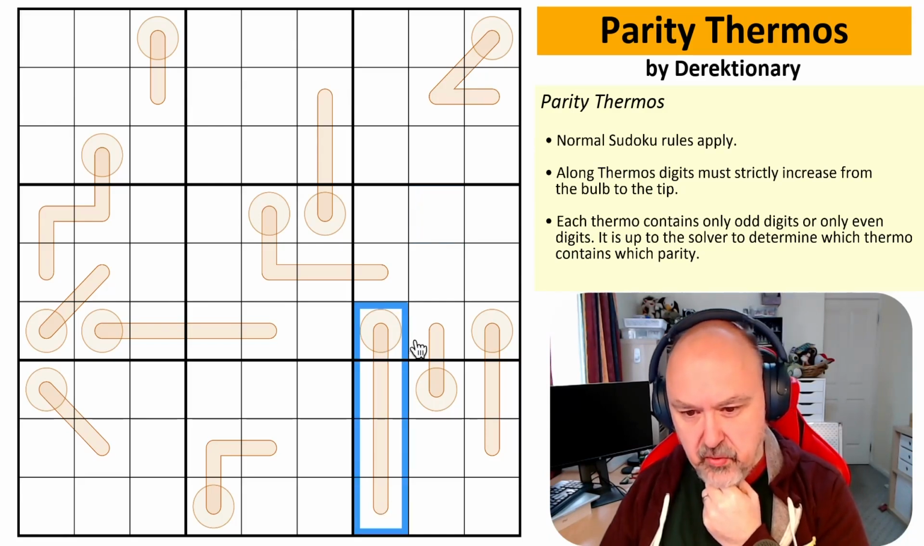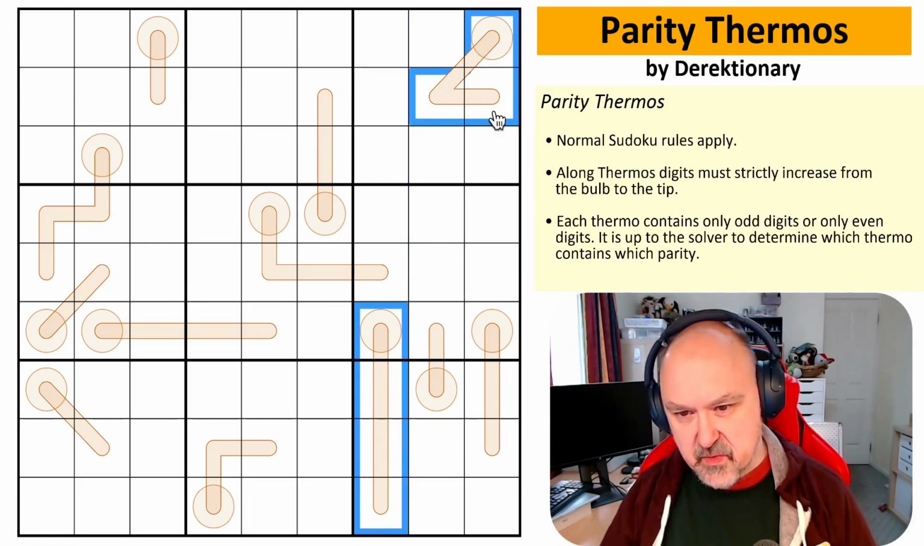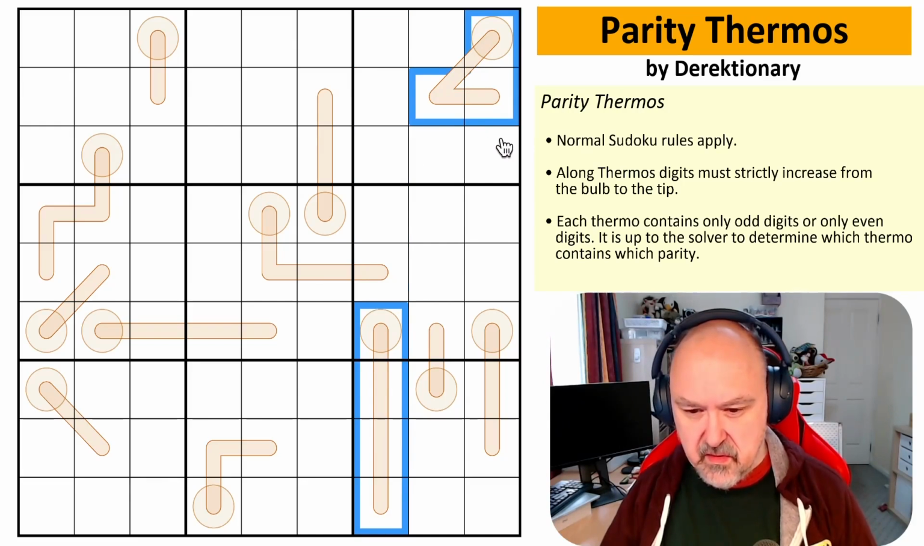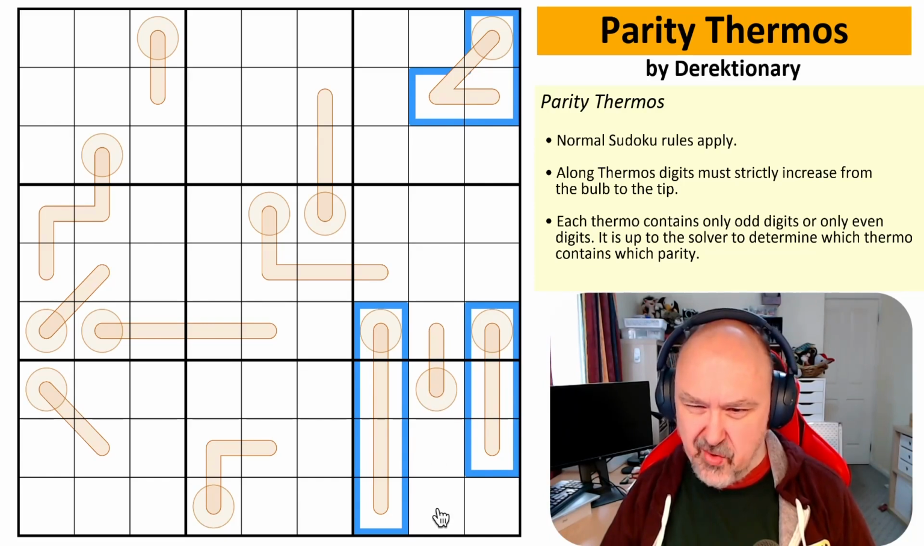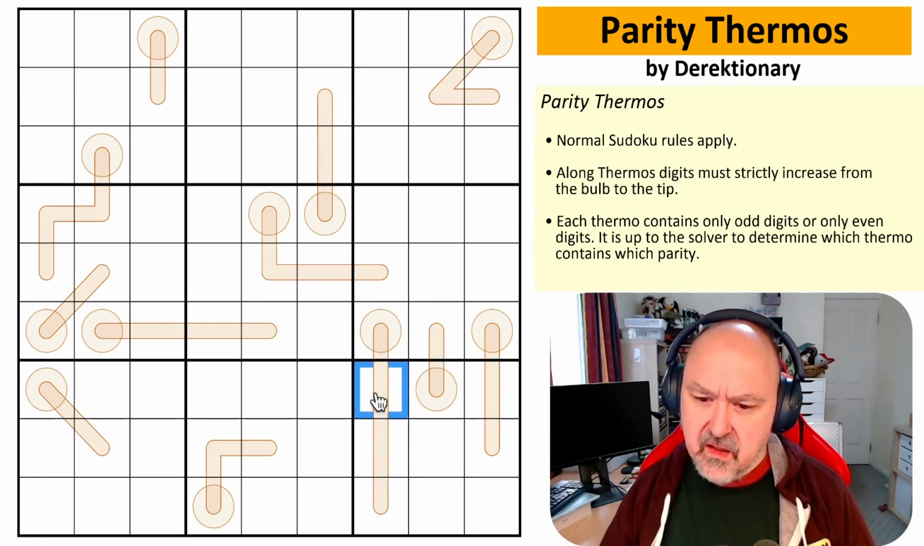If these were all even, these would be all odd. So these would be even, these would be even. If those are all even, those would be odd. That would give me all of the odds for that column. Those would be even, which means those would all be odd. Wait a minute. Oh, that's quite clever.